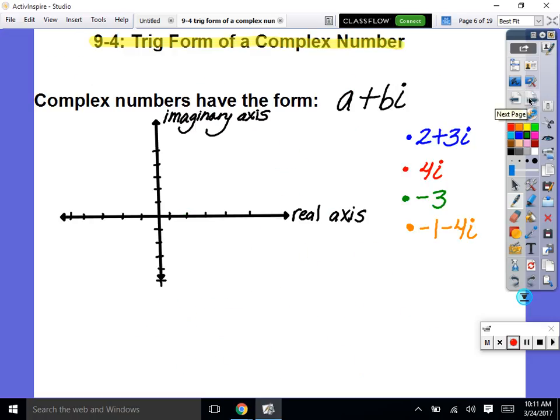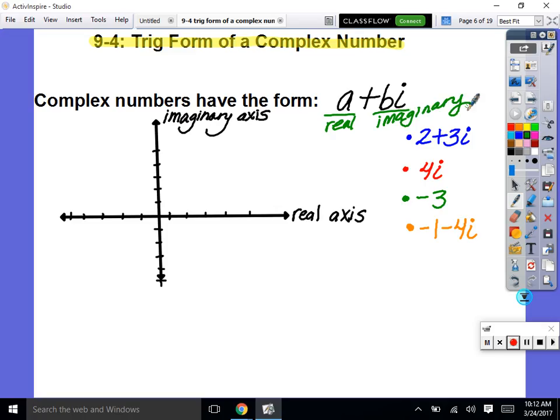All right, let's get going on today's lesson. So we know how to take a rectangular equation or a rectangular point and convert it to polar, and switch back and forth between polar and rectangular. Today we're going to take a rectangular complex number and switch it to the trig form of a complex number. Once again, just a reminder, a complex number has a plus bi form. This would be the rectangular way of writing a complex number, where a is the real part and bi is the imaginary part.